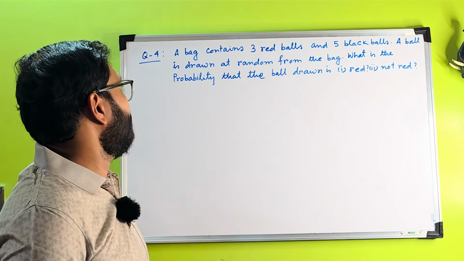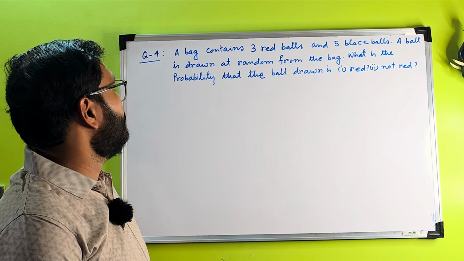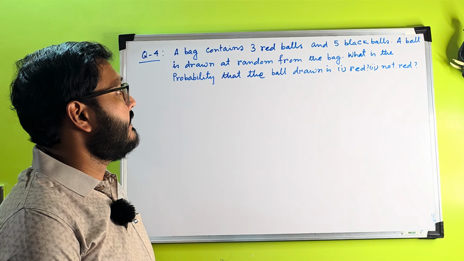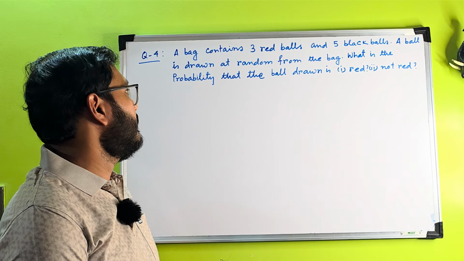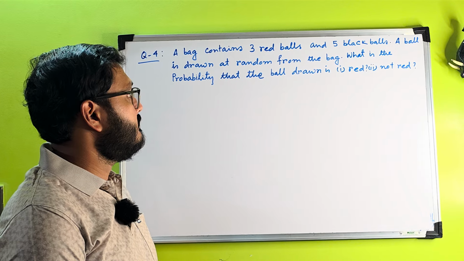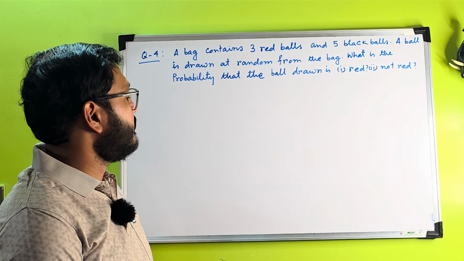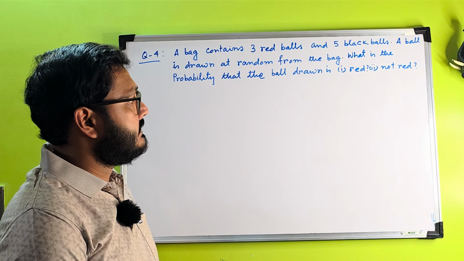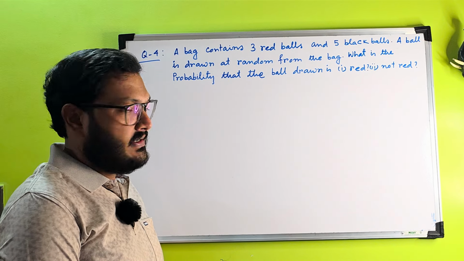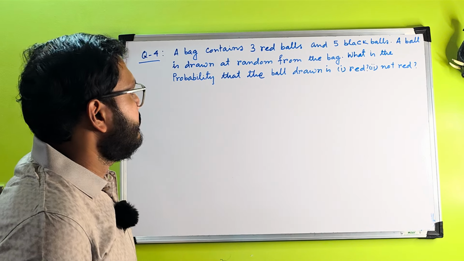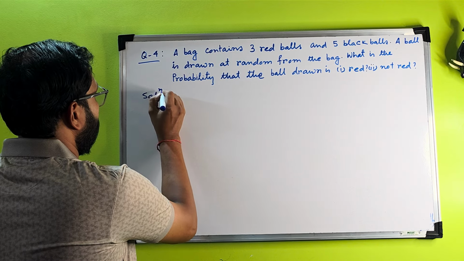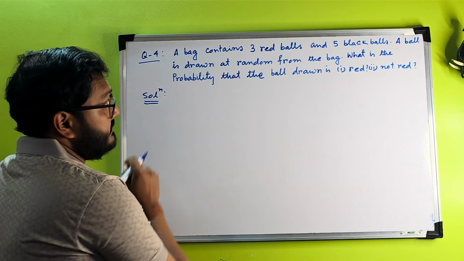Come to this sum. Now we will solve this sum. A bag contains 3 red balls and 5 black balls. A ball is drawn at random from the bag. What is the probability that the ball drawn is red and not red? So, how to solve this type of sum? How will you write in the examination?